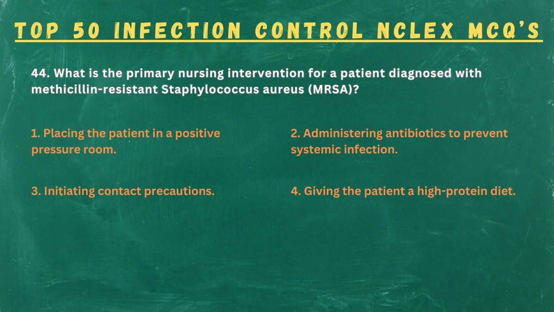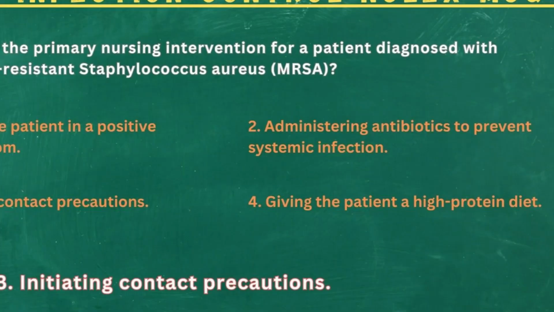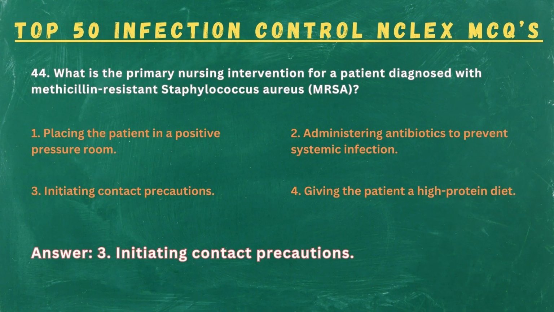44. What is the primary nursing intervention for a patient diagnosed with methicillin-resistant Staphylococcus aureus, MRSA? 1. Placing the patient in a positive pressure room. 2. Administering antibiotics to prevent systemic infection. 3. Initiating contact precautions. 4. Giving the patient a high-protein diet. Answer: 3. Initiating contact precautions.